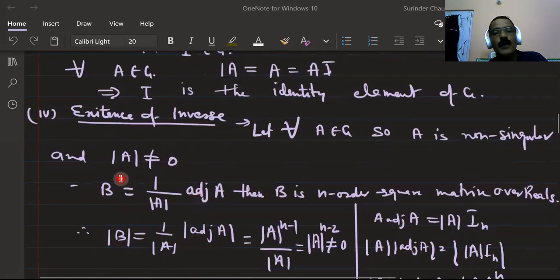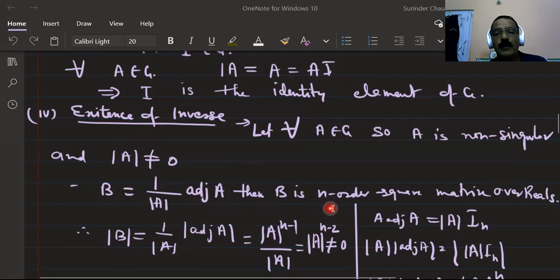So if B is the inverse of A, now to show the inverse of A exists: if A is non-singular, the inverse exists. The definition of inverse is the adjoint of A divided by the determinant of A. So let B be equal to 1 upon the determinant of A times the adjoint of A, as we have read in the matrix determinants.